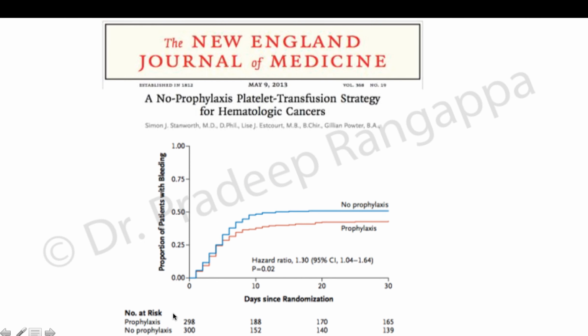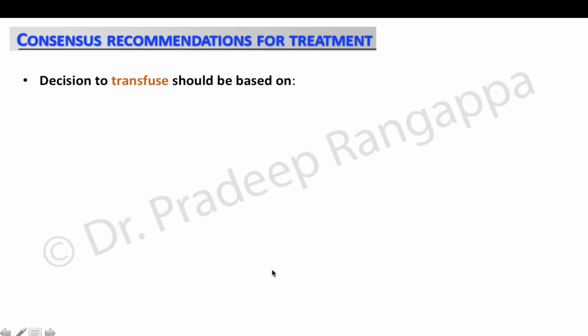But after this study, there was another study which again came. As you see, with prophylaxis, the bleeding risk was a little higher, and as you see, the P value was statistically significant in this particular study.